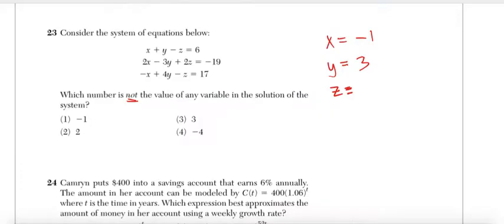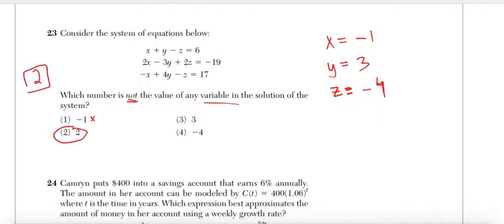And z equals negative 4. And they said which number is not the value of any variable in the solution of the system. This is x. 2 was not a solution to any of them, right? So that's how you do it quickly in the calculator, okay? It could have been done by hand.